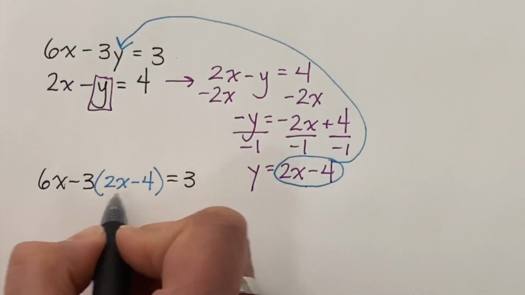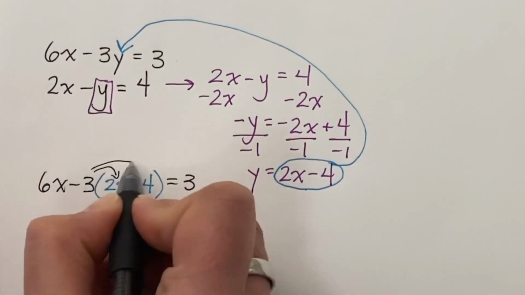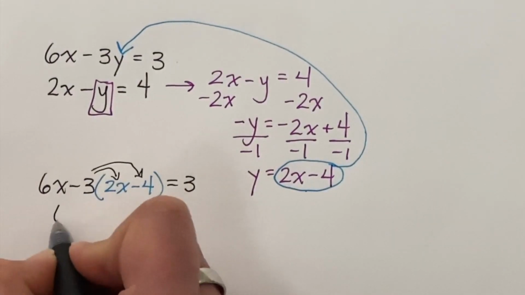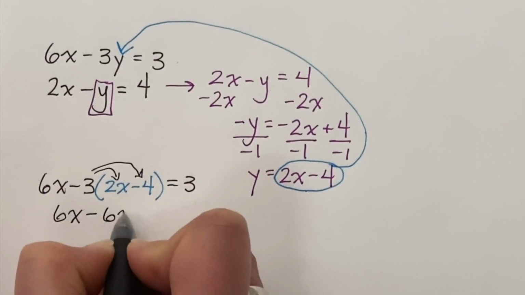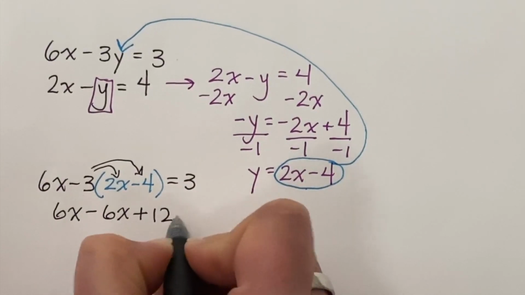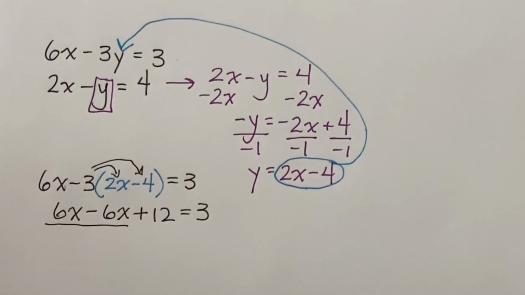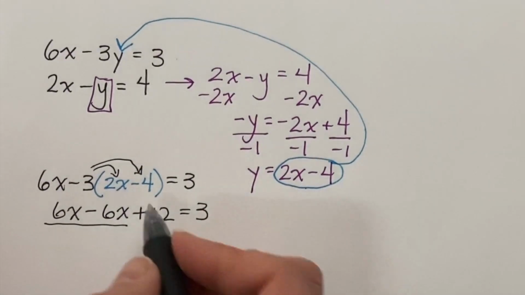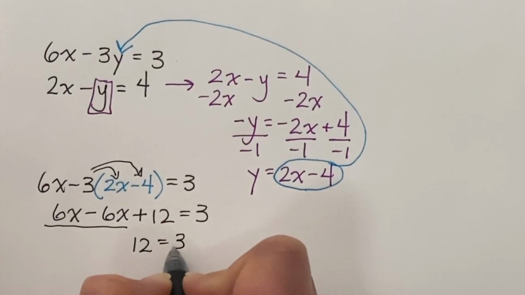When I go ahead and start solving this equation for x, the first thing I need to do is distribute this negative 3 throughout the parentheses. So I have 6x, and negative 3 times 2x is negative 6x. Negative 3 times a negative 4 is a positive 12, is equal to 3. 6x minus 6x, when I combine like terms, is 0. So they cancel each other out. So I'm just left with 12 is equal to 3.